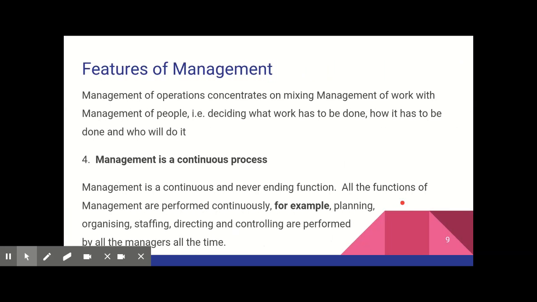Then management is a continuous process. It is a continuous and never ending process. Let it be planning or organizing or staffing or directing or controlling, it is performed by all managers at all times. So it is a continuous process.